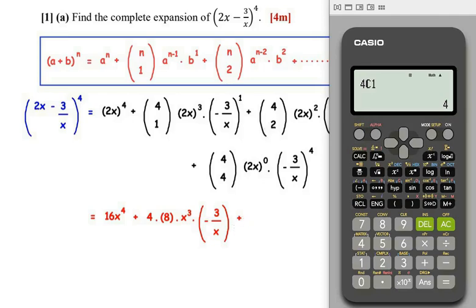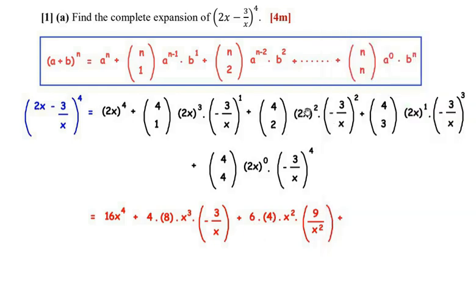Plus, now let us check for the next term. This will be written as 4c2. So 4c2 is going to give us 6 times, now 2 square is 4 times x square times, now when we take an even power of a negative number, the negative sign becomes a positive sign. Since 2 is an even number, this negative becomes positive. Now the power gets distributed to the numerator and the denominator, giving 3 square as 9 over x square.